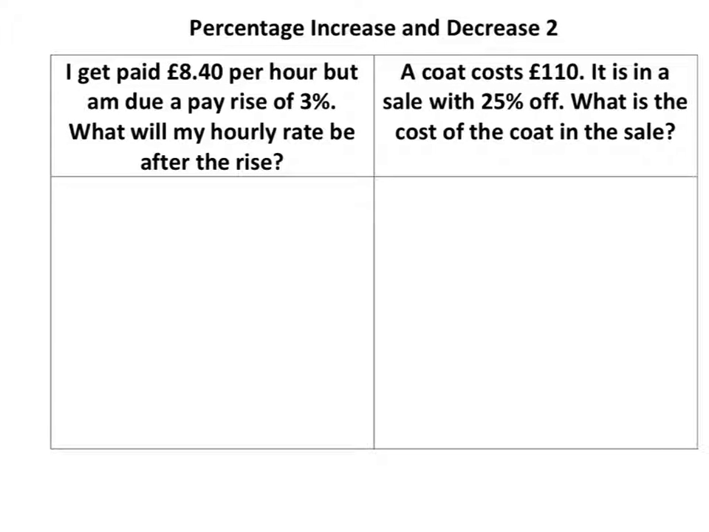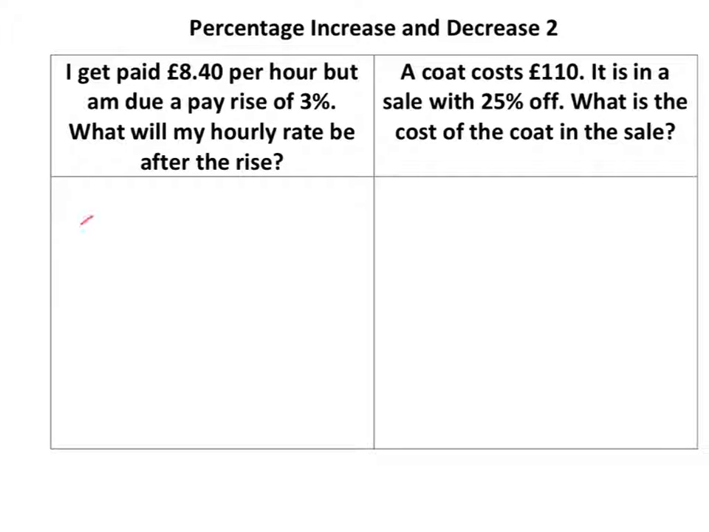Right, we're going to look at some percentage increase and decrease, sort of worded type questions. And I'm going to do this using multipliers, because ultimately I think you've got less chance of messing up or making silly mistakes, or however you want to put it, really. So it says I get paid £8.40 per hour, but I'm due a pay rise of 3%. What will be my hourly rate after the rise?